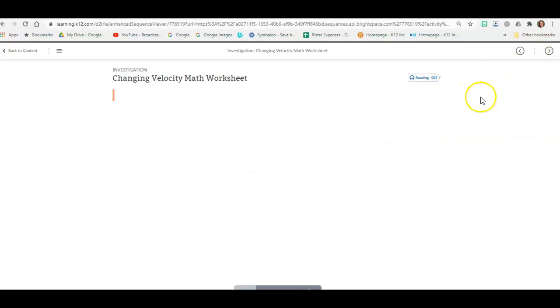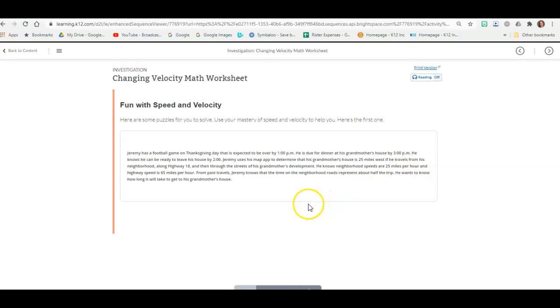All right, so here's an example. I would definitely put this in your notes. Jeremy has a football game on Thanksgiving Day and it's expected to be over by 1 p.m. He is due for dinner at his grandmother's by 3 p.m. So he knows he can be ready to leave his house by 2. Jeremy uses his map app to determine that his grandmother's house is 25 miles west if he travels from his neighborhood on Highway 18 and through the streets of his grandmother's development.